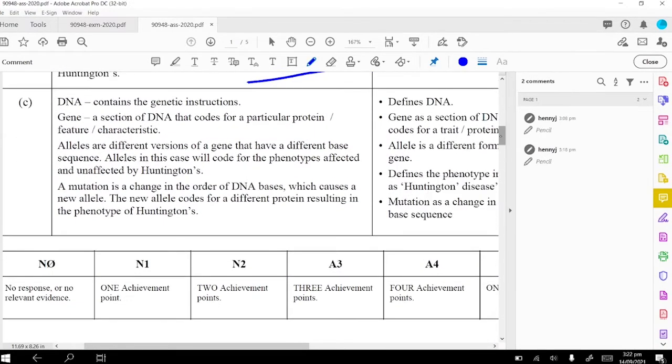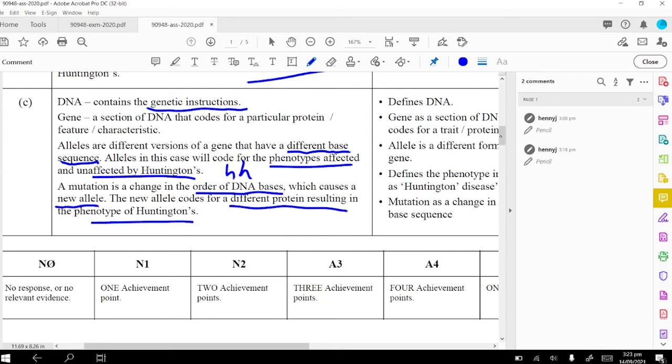So it says here, DNA contains genetic information. A gene is a section of DNA that codes for a particular protein, feature, or characteristic. Alleles are different versions of the gene that have different base sequence. You have to say different base sequence, guys. If you don't do that, you're going to get in trouble. Alleles, in this case, will code for the phenotype of an unaffected Huntington's person, because it is homozygous recessive. A mutation is a change in the order of the DNA base sequence. You should say a permanent change, which causes a new allele. That is the only way that we can get new alleles. The new allele codes for a different protein, resulting in the phenotype Huntington's.